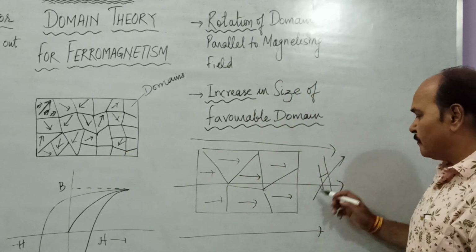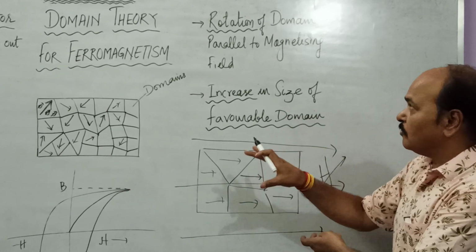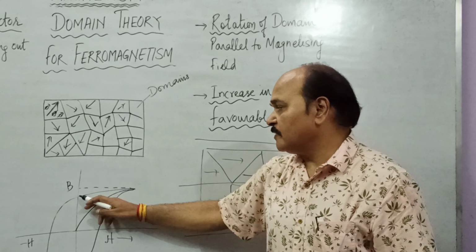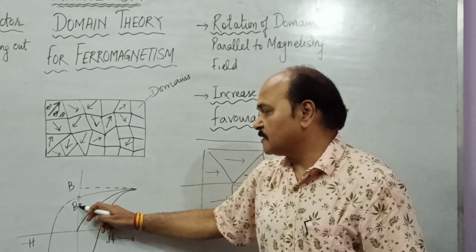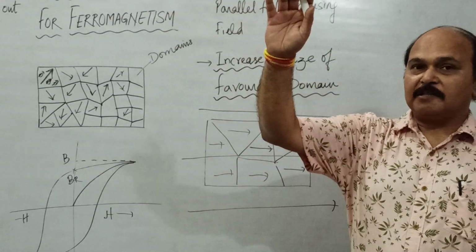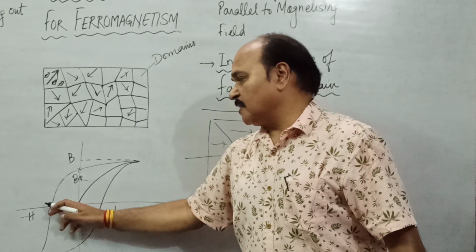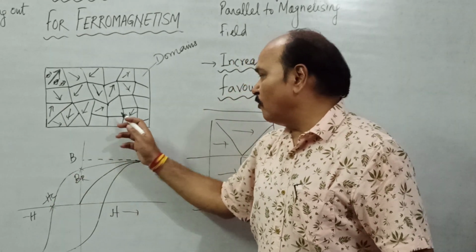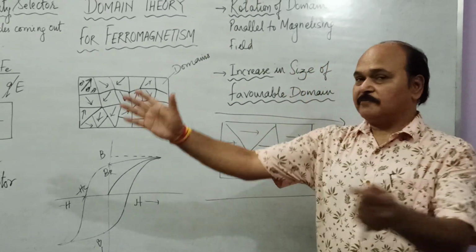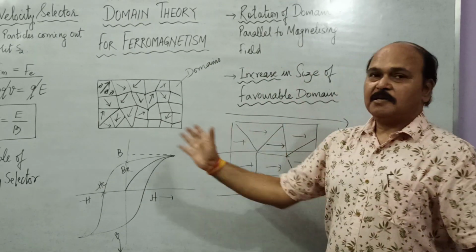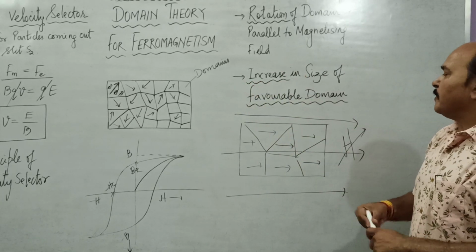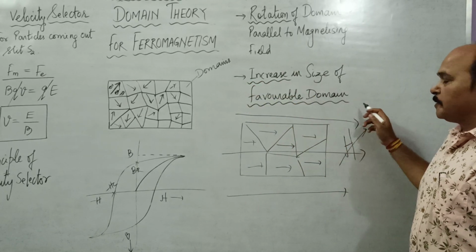Now, if we decrease the value of H, what happens? All the domains do not rotate back to their original orientations. That is why we have some magnetic induction left in the substance. And if we wish to make this magnetic induction zero, we need to apply the magnetizing field in the opposite direction. When this magnetizing field is applied, all the domains get back to their original orientation. And if we increase the magnetizing field in the opposite direction, the same thing is repeated in the opposite direction.